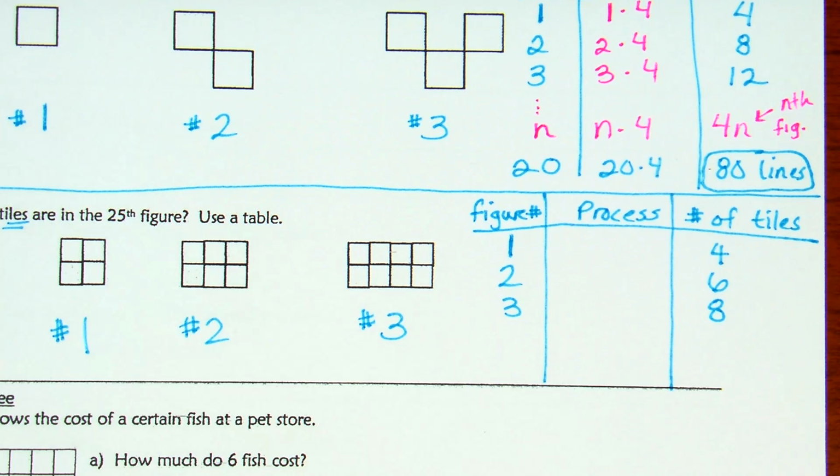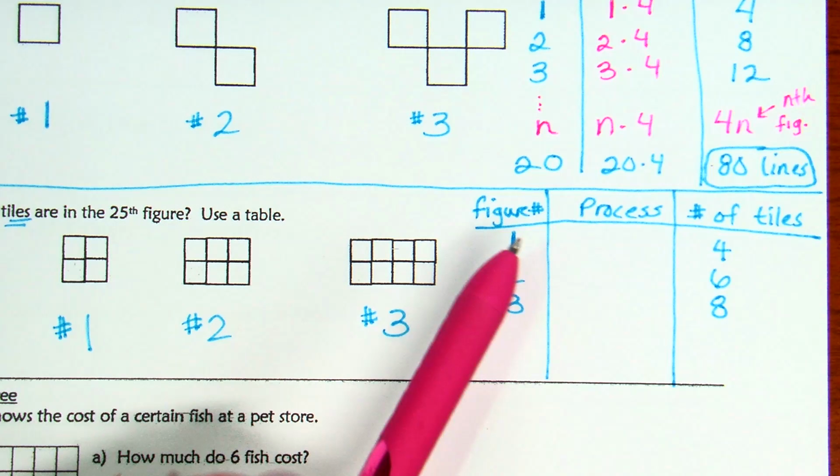Noah? It's the figure number multiplied by 2 and plus 2. The figure number multiplied by 2 and plus 2. Okay, let's try it. So the figure number is 1. So he's saying that we're going to do 1 times 2 and then plus 2. Does that work there? Now, do we just assume it always works? No, you've got to keep checking, yes? It's going to work every time.